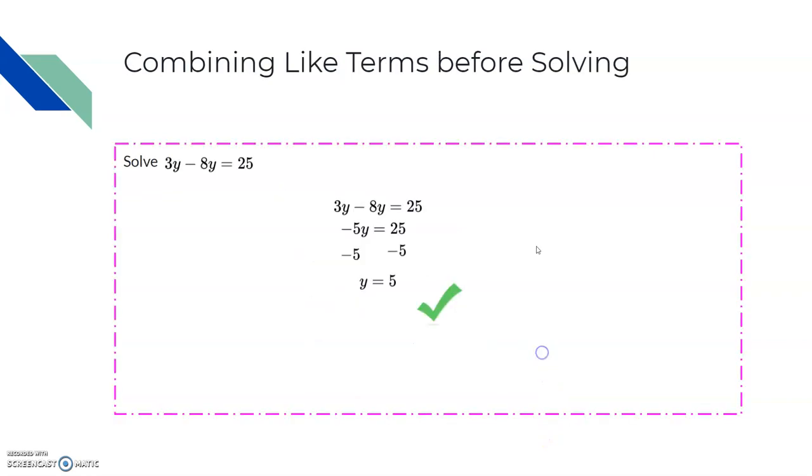Alright. Now we're going to be talking about combining like terms before solving. Solve 3y minus 8y equals 25. 3y minus 8y are like terms, so we have minus 5y equals 25. Now we divide minus 5 on both sides, and we get y equals minus 5.